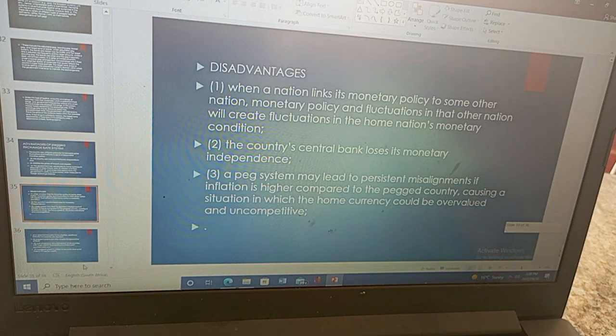And then again, the country's central bank loses its monetary independence. And then a peg system may lead to persistent misalignment if inflation is higher compared to the pegged country, causing a situation in which the home currency could be overvalued and uncompetitive.